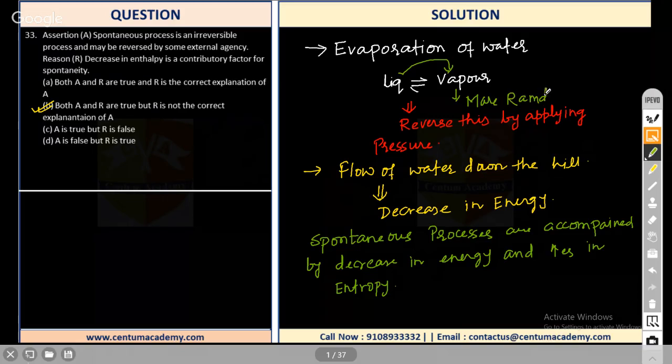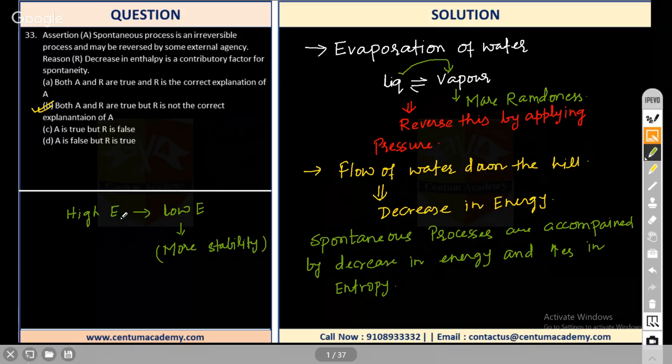That's why we say, see what happens in this. What is this reason? Decrease in enthalpy is a contributory factor of spontaneity. Spontaneous process we have already discussed. When decrease in enthalpy takes place, you can also understand this in a different way. I have explained this with the help of an example. But when decrease in enthalpy takes place, it means the process is going from high energy to low energy, and low energy is a more stable state. If you try to understand the concept of any process, they are either going towards a more stable state or more randomness. So decrease in enthalpy is a contributory factor of spontaneity.